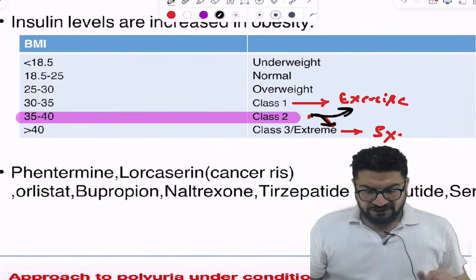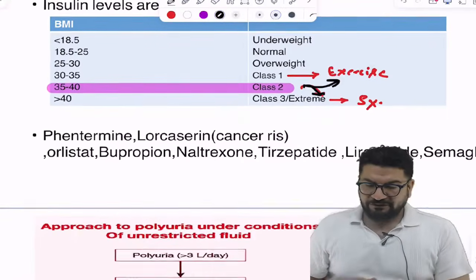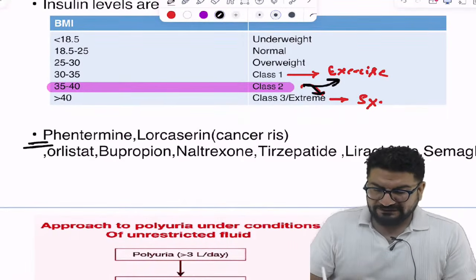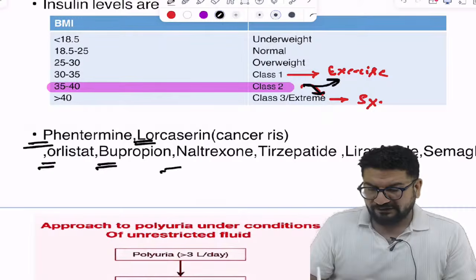Simple. Okay, now they ask you questions on anti-obesity drugs. So we have phentermine, lorcaserin, orlistat, bupropion, naltrexone.